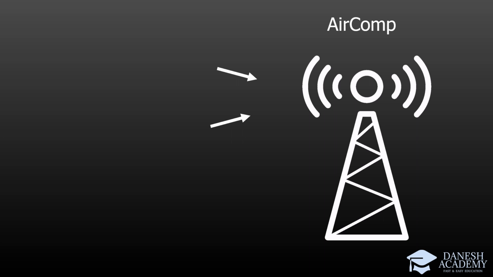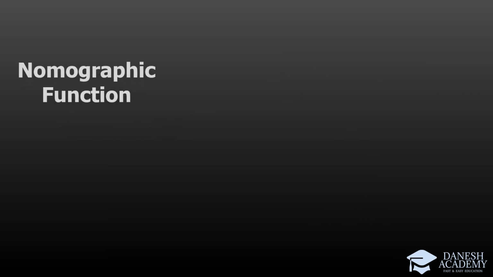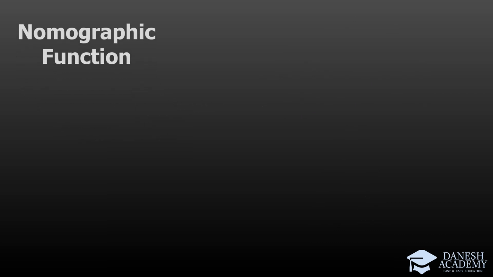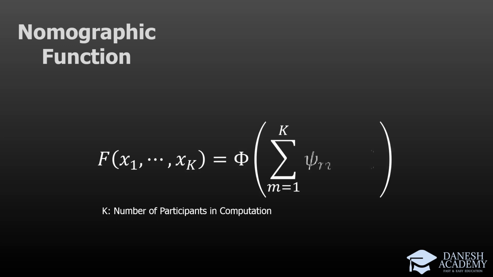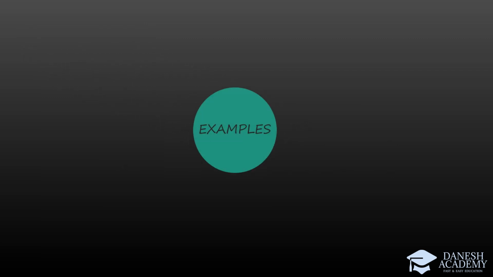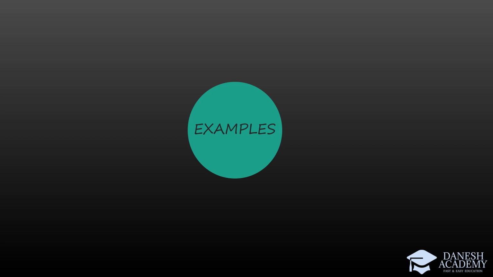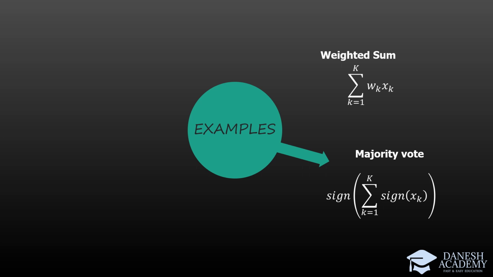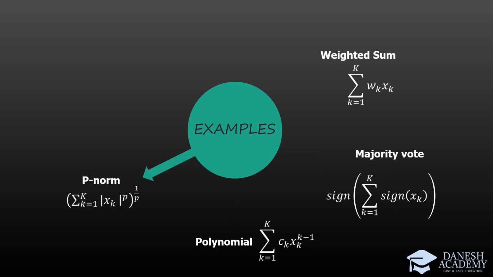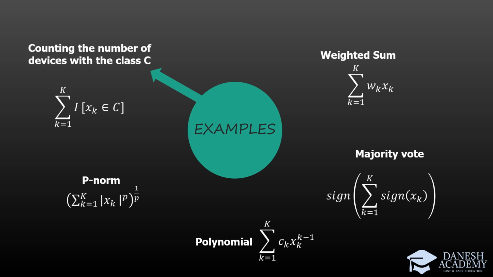Because of the inherent superposition property of waves over the air, AirComp is mainly suitable for computation of a specific class of functions called nomographic functions. A nomographic function is simply any function that can be represented as post-processed sum of pre-processed values. As examples of nomographic functions, we can refer to weighted sum, majority vote, polynomials, p-norm, and counting the number of devices belonging to a specific class.